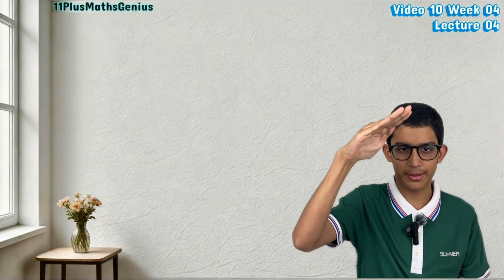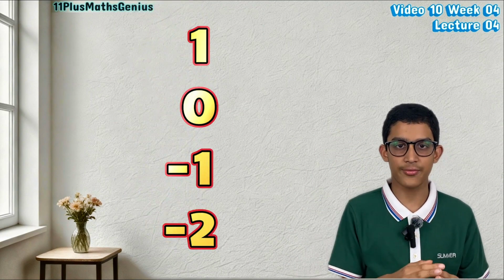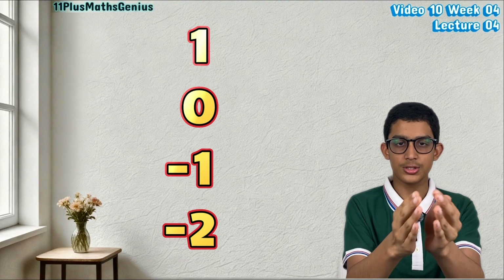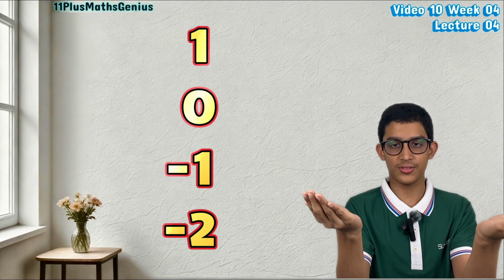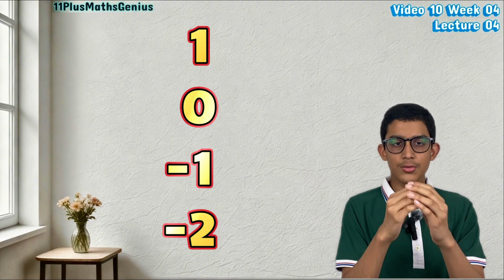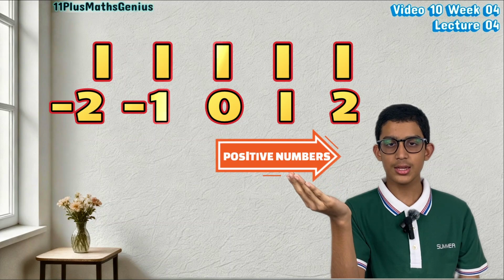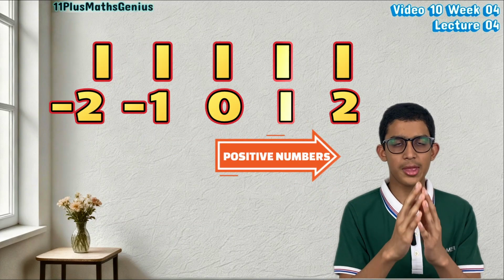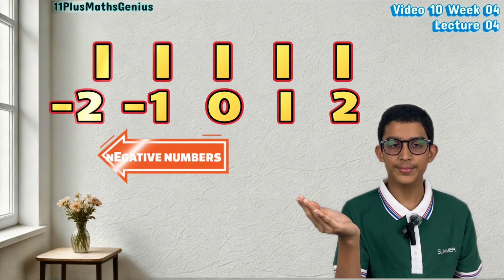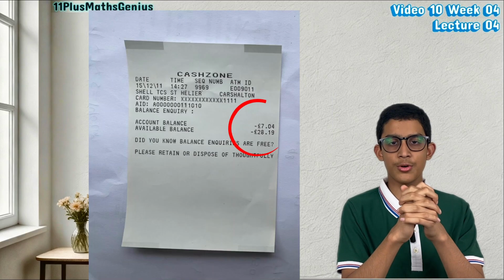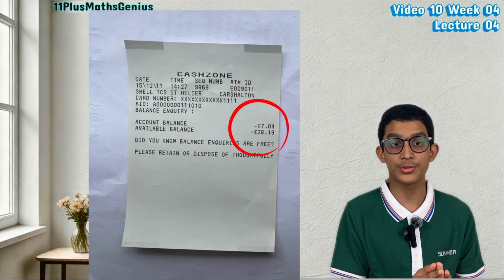Any numbers smaller than 0 are negative numbers. We use a minus sign before a negative number to separate it from a positive number. On a number line, we count positive numbers from 0 to the right, and we count negative numbers from 0 to the left. An example of the everyday use of negative numbers is in recording temperatures and when we spend more money than we have in our bank account.